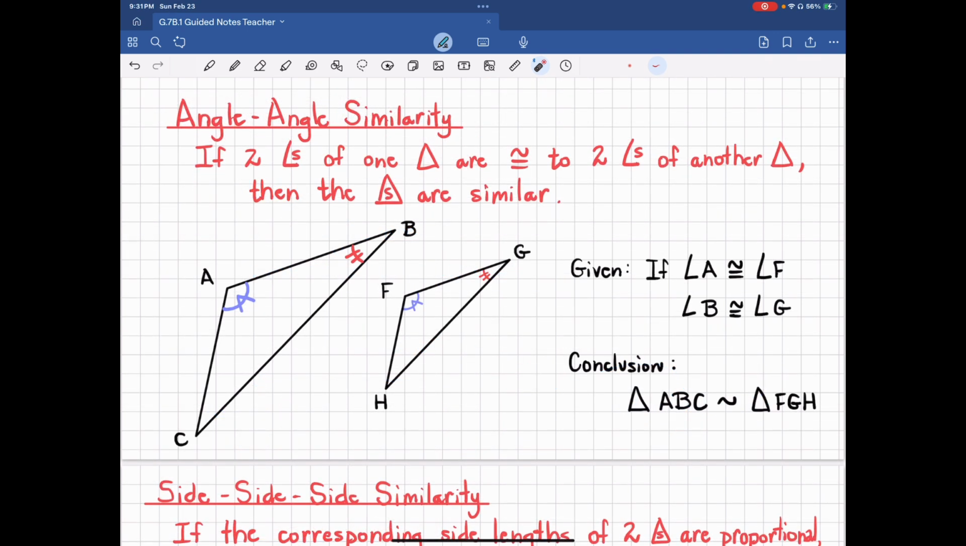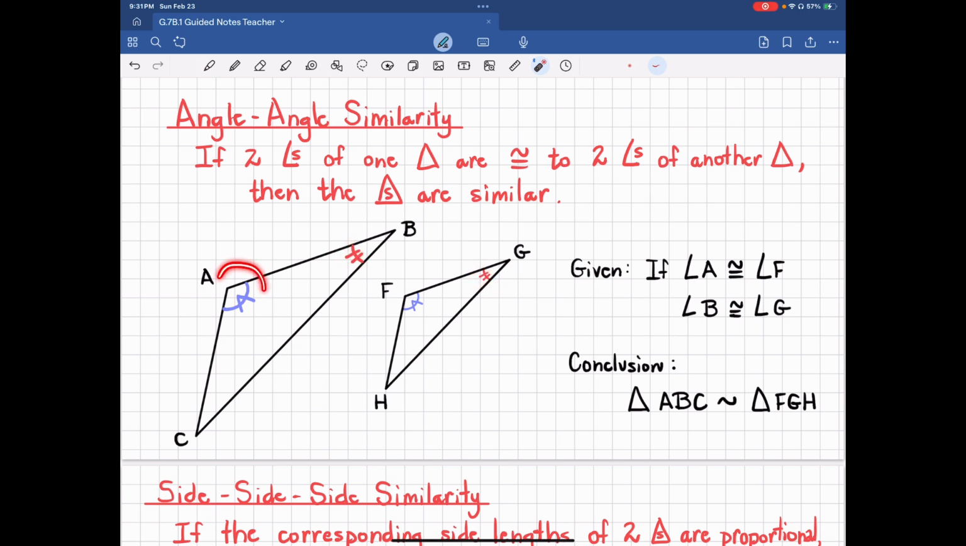First up, the angle-angle similarity theorem, or simply AA similarity. This one's a game changer. If two angles of one triangle match two angles in another triangle, then the triangles have to be similar. So in our example, we see angle A is congruent to angle F. We also see that angle B is congruent to angle G.